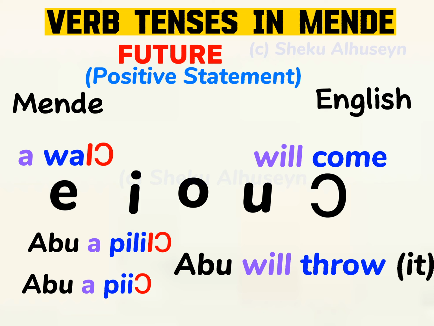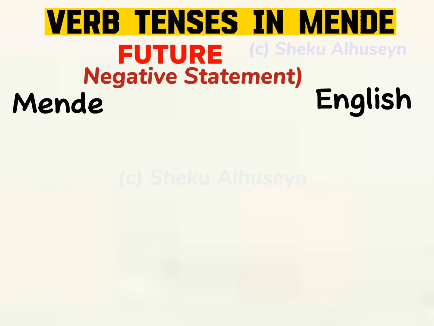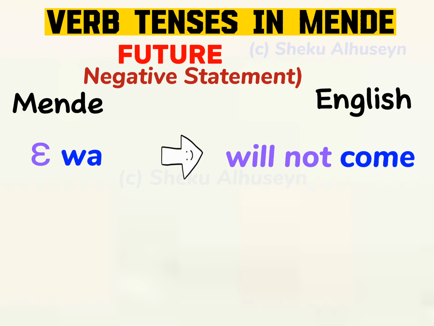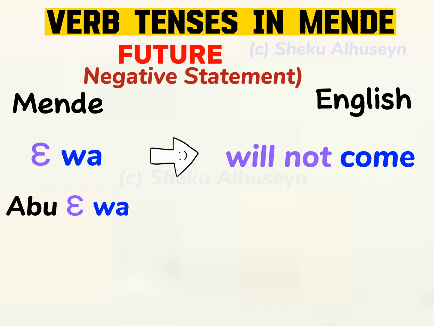So that's it for the positive. I hope you are taking note. For the negative statement in the future tense, we only add the word e separately before the base form of the verb. Very simple. For example, we have the base form of the verb wa, and then we add e before it. So we have ewa, which means will not come. Abu ewa, Abu will not come.